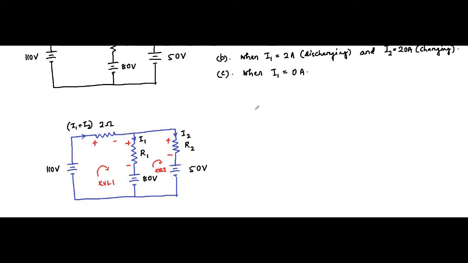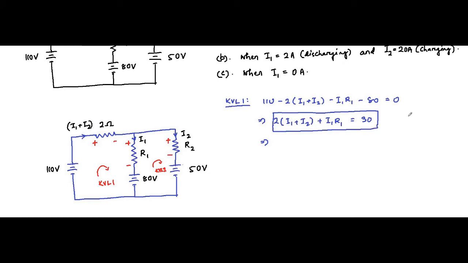So now let us write the KVL equations, KVL 1 for the left loop. So this is 110 minus 2 into (I1 plus I2) minus I1 R1 minus 80 is equal to 0. That implies 2 into (I1 plus I2) plus I1 R1 is equal to 30. We just took this into the right side, so the sign got changed. Let's keep it this way. We will further simplify it when we put the values. Okay, this is the first equation.